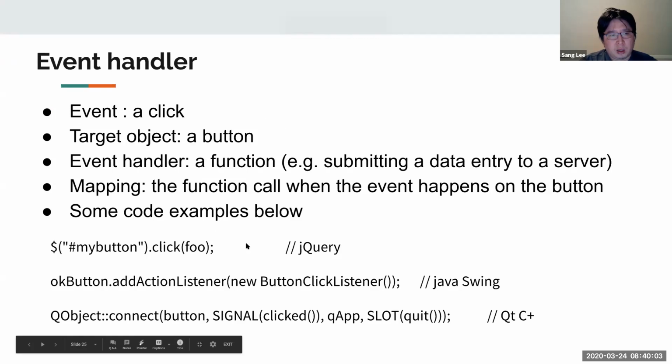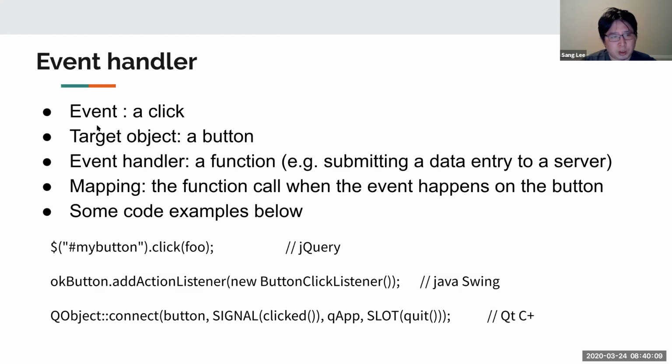So regarding event handlers, this is basically a repeat of what we saw. It has 4 different components: event, target object, event handler, and mapping. An example of an event is a click, when a user clicks a button. The target object could be a button, an HTML element, or a document. The event handler could be a function defining what should happen when a button is clicked. Then you can specify the mapping between the event handler function, the event, and the target object.